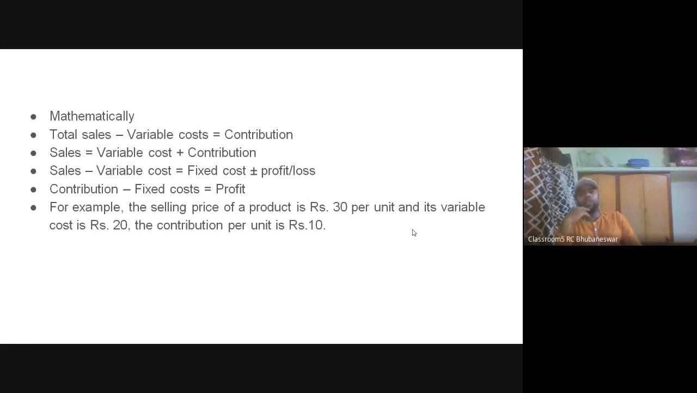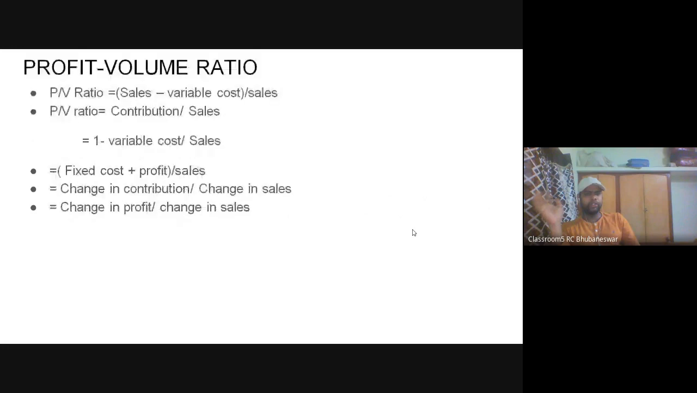हो गया. सो यहाँ पर लिखा गया है, एग्जाम्पल के तौर पर दिया गया है. So the selling price of a product, if it is 30 per unit and its variable cost is 20, then after deducting variable cost out of sales we will get the contribution. So contribution will be 30 minus 20, it is rupees 10. So it is a simple one, so you can remember that one.